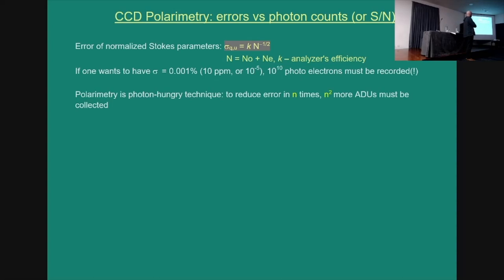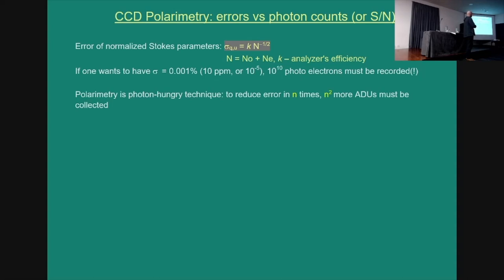But here K is analyzer efficiency, which should be close to unit. N is the total number of photons registered in both orthogonally polarized stellar images. Of course, there might be other sources of polarization errors, such as systematic error, calibration error, errors due to the telescope instrumental polarization. But this formula puts a fundamental limit that is imposed by the nature of light.